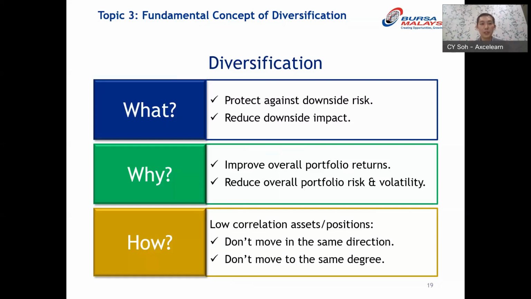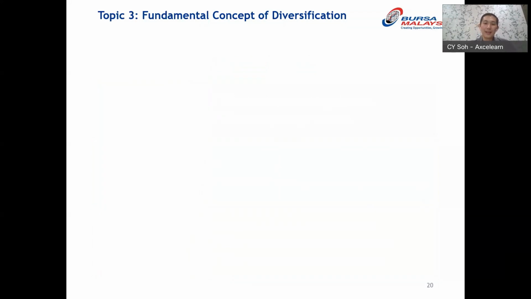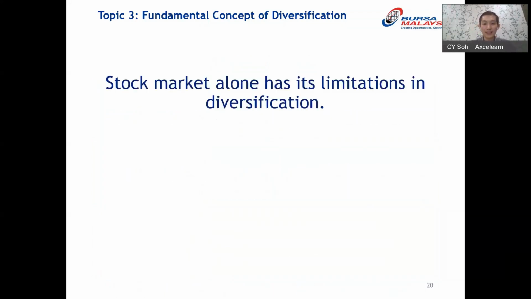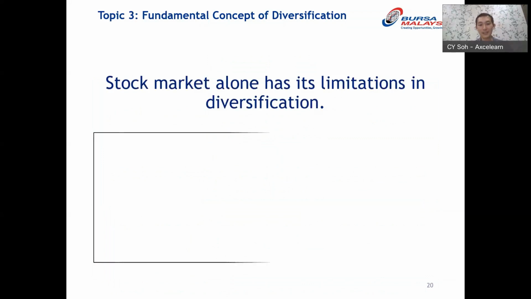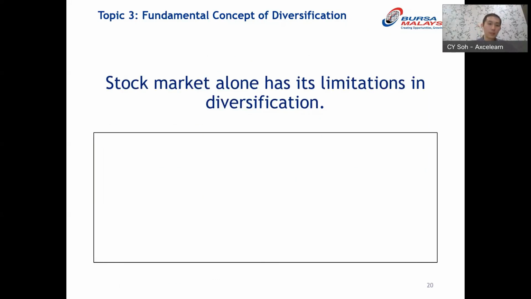To achieve diversification, you want to have assets or positions that move in different directions, or they don't move to the same degree. Later on, I'll give you examples so that you can understand this more easily. Now, as I've mentioned already, the stock market itself has limitations in diversification. So how are we able to solve this problem? Let me show you the limitations in the stock market itself first.